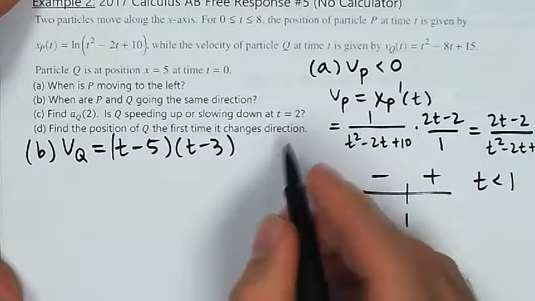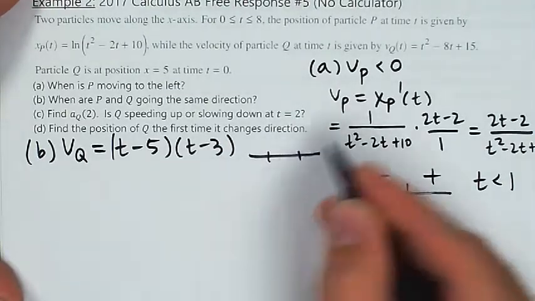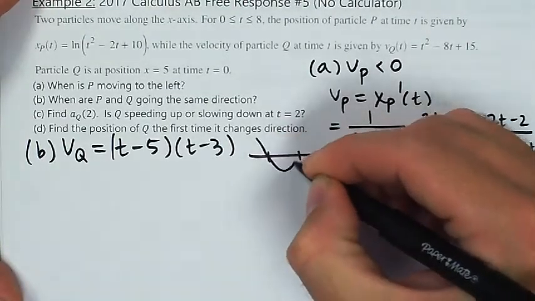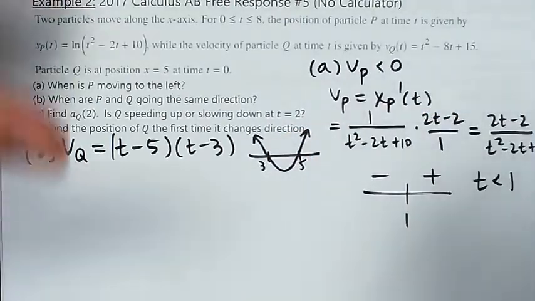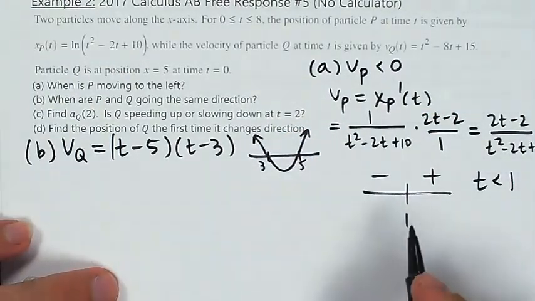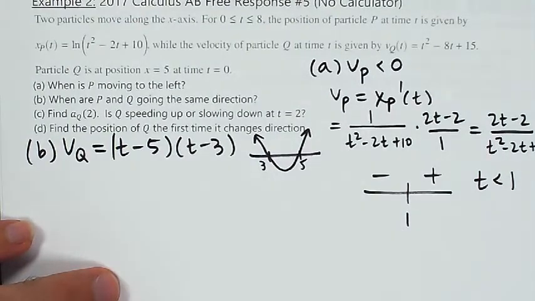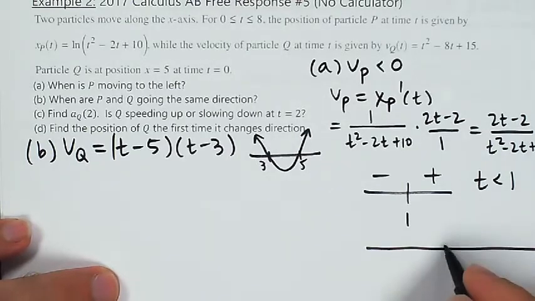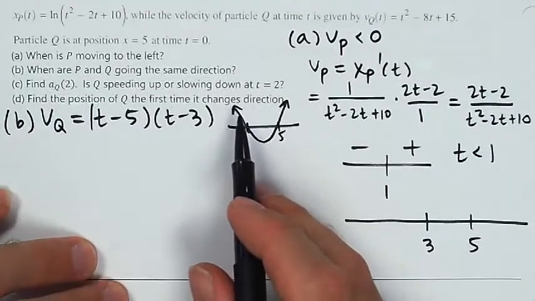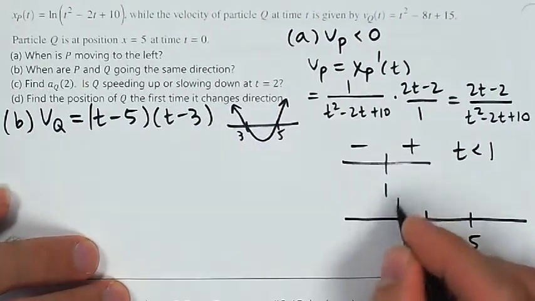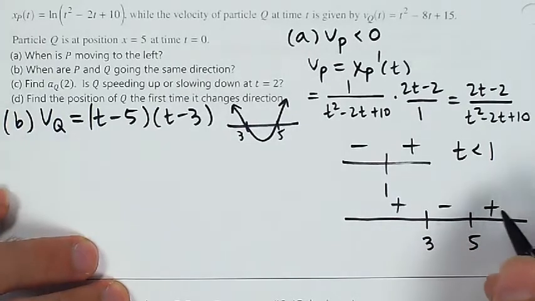Okay, I can sketch the graph of that velocity function. And I can say it looks like that. That's 3 and that's 5. Okay. So to make another sign chart, it would be like that. And that's 3 and that's going to be 5. So velocity of particle Q went from positive to negative to positive. So I'm going to say positive, negative, positive.